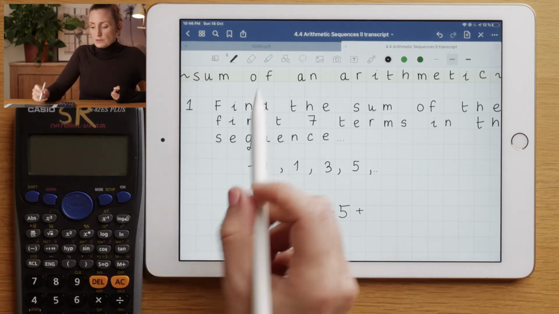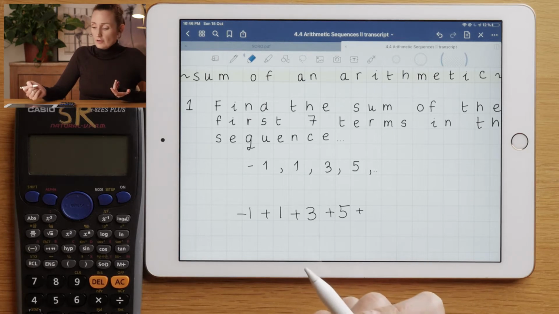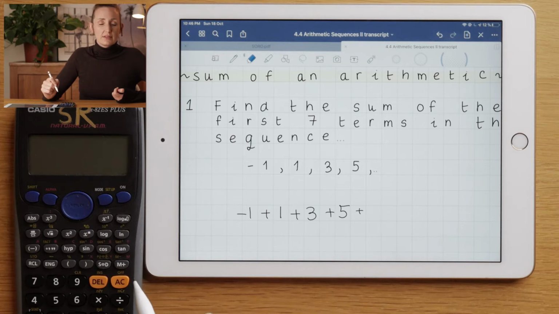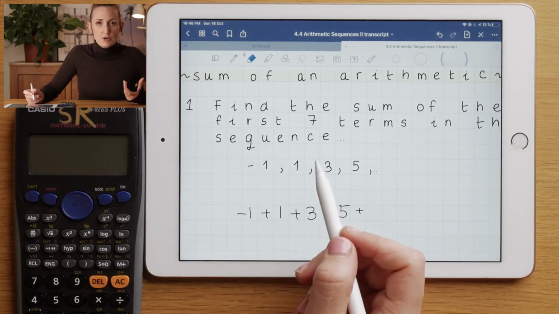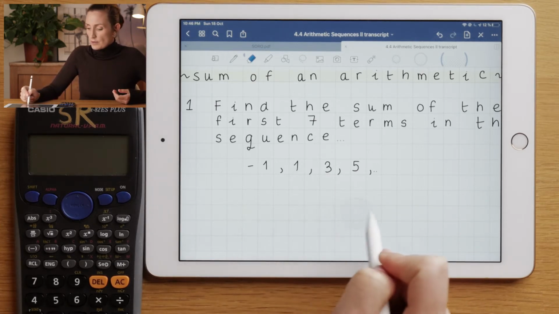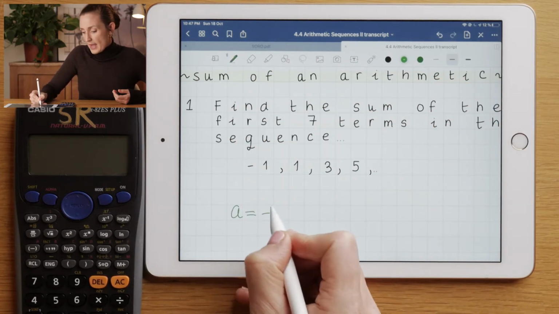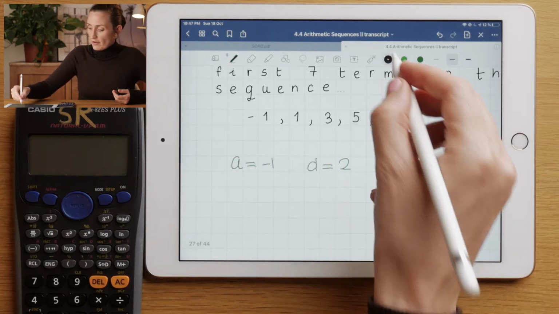Now in this case we're not going to work out all the terms, although you could work out all 7 terms and plus them together and you would get the same answer. But we're going to learn how to use our sum formula that we've already proved, because if you had a big number like find the sum of the first 20 terms, it would simply take too long in the exam to work out all 20 terms. So just like when we were using the nth term, we're going to start by writing down A and D, and then we're going to find our formula.